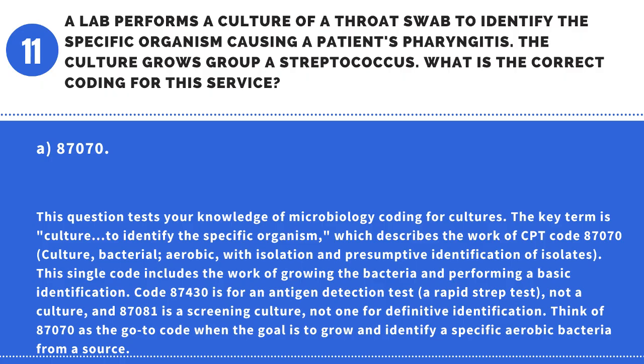Answer: A. 87070. This question tests your knowledge of microbiology coding for cultures. The key term is culture, to identify the specific organism, which describes the work of CPT code 87070, culture, bacterial, aerobic, with isolation and presumptive identification of isolates. This single code includes the work of growing the bacteria and performing a basic identification.